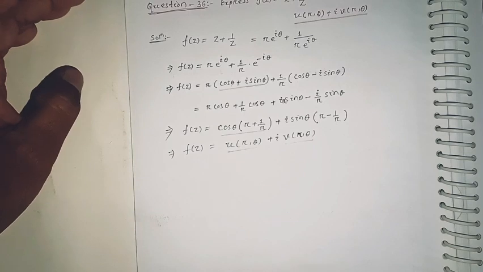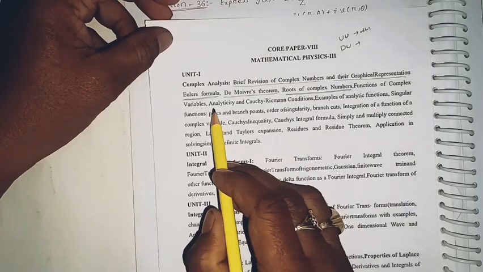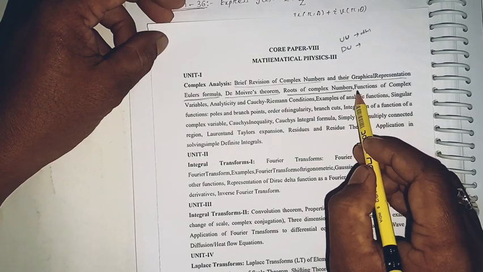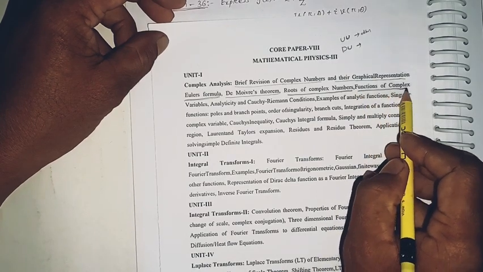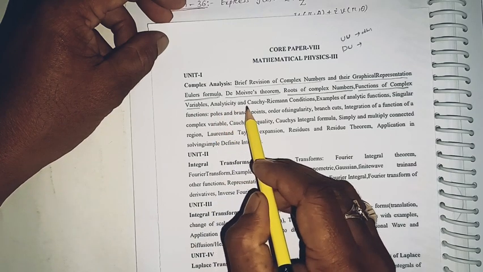So here we have to stop this lecture. In our next lecture, we are going to discuss analyticity and Cauchy-Riemann conditions. In this class, we have discussed in detail functions of complex variables. Next class, we are going to discuss analyticity and Cauchy-Riemann conditions.